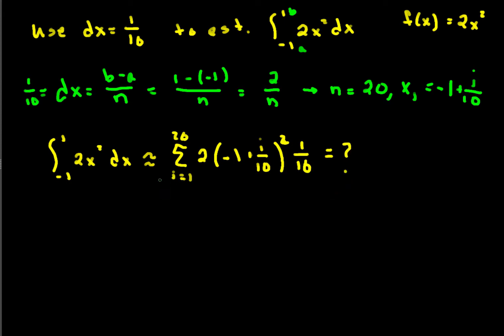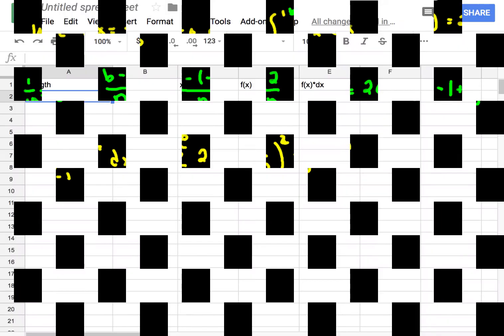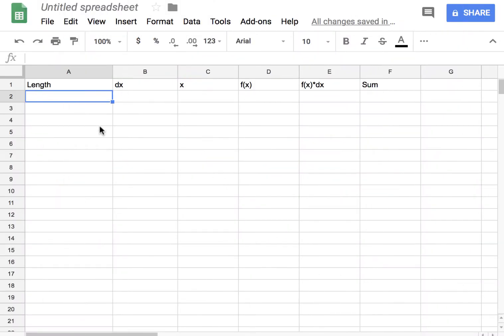well, I sure as heck don't want to add up, run i equals 1 to 20 in here, square it, multiply by 2, multiply by 1/10, and add it all up. That sounds like a horrible activity by hand, but as we observed in the second video, we can use a spreadsheet to run our calculations here. So let me open up that spreadsheet and enter in the necessary information.